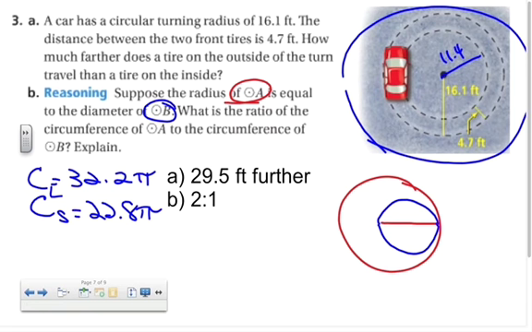Okay. You were with me here and here? Okay, if I subtract these, I've got 9.4 pi. And if I do 9.4 in my calculator times 3.14, that's approximately 29.5.